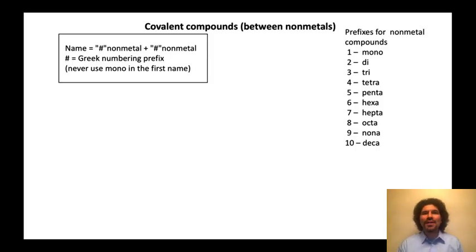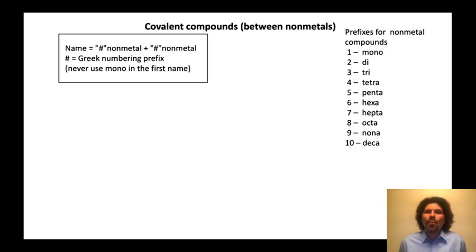So what about covalent compounds? Those are of course the compounds that are formed between nonmetals. Okay, so the name of this is going to be a little strange in the beginning, but there's a number, one of the nonmetals, and then a number and the other nonmetal. This will make sense in a minute. But where I put number in here, that's what's called the Greek numbering prefix. And that's what you can see on the right hand of the slide here.